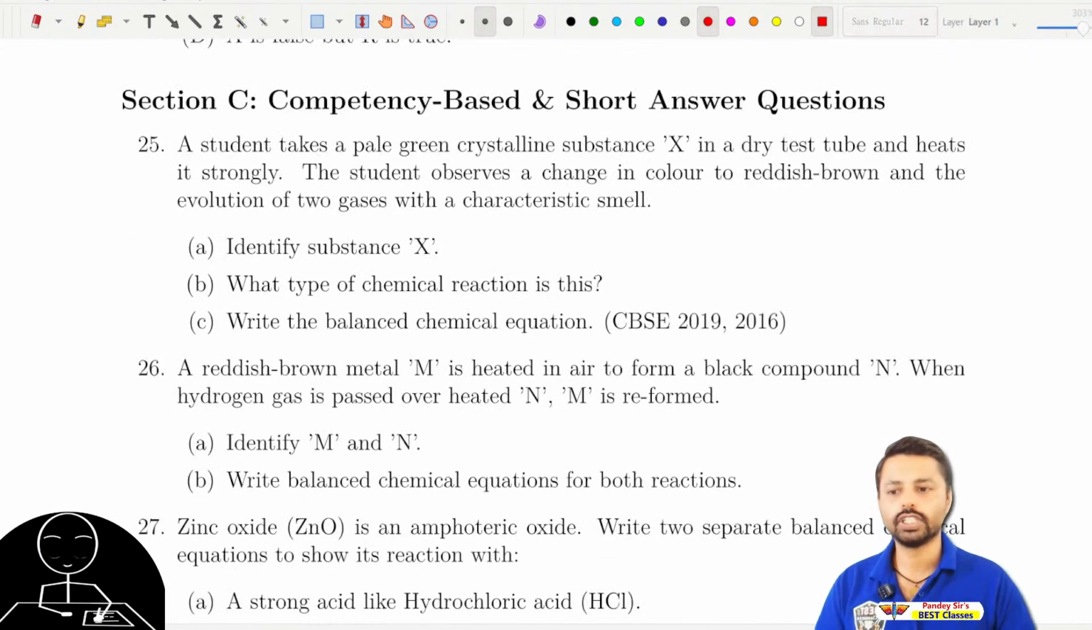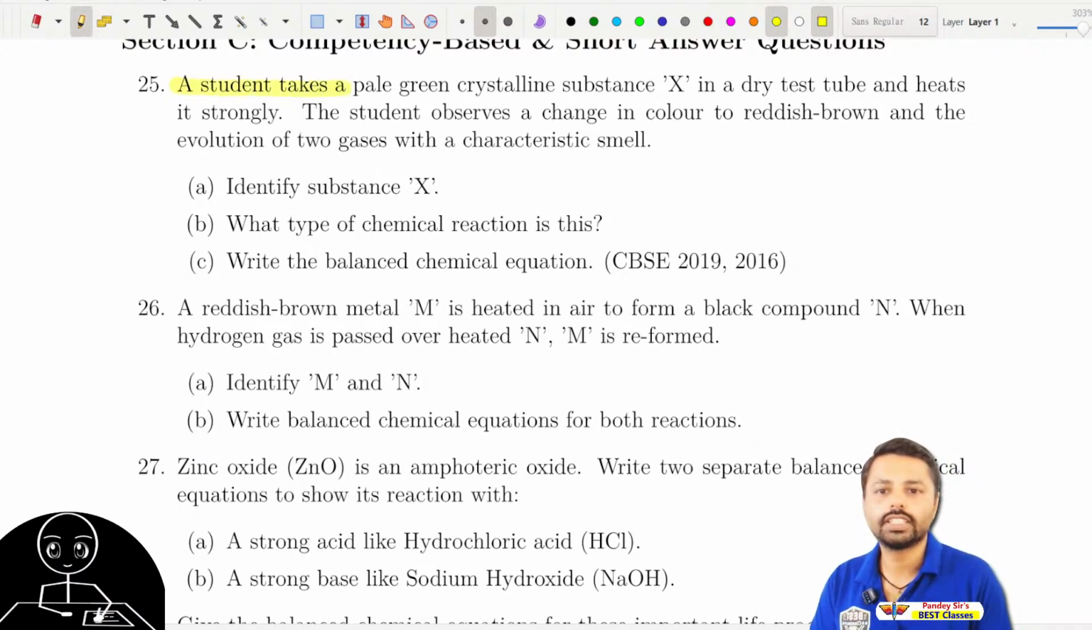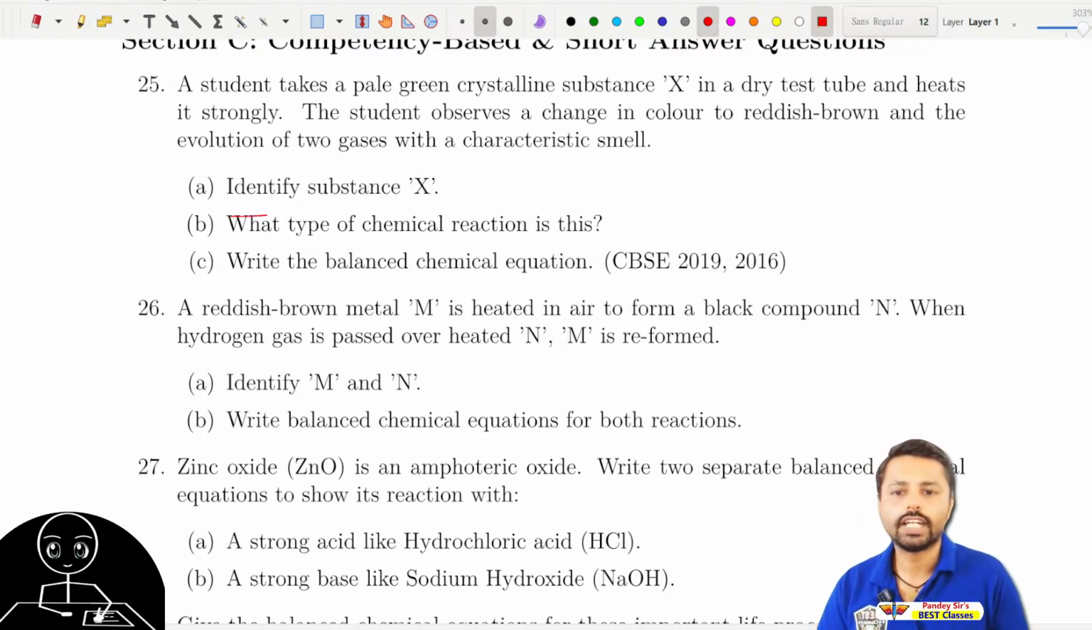Now let's see how you can answer competency based questions. This is the first one. A student takes a pale green crystalline substance X in a dry test tube and heats it strongly. The student observes a change in color to reddish brown and the evolution of two gases with a characteristic smell. The question for you is: identify substance X.